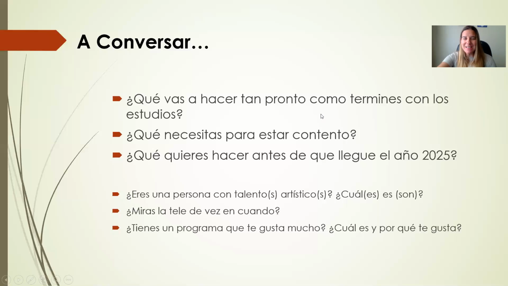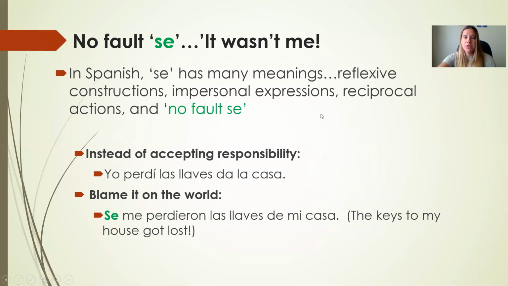Okay, vamos a seguir entonces. We're going to continue on to the next topic for chapter 13, which is the no fault se. It wasn't me. This is a very Spanish, what's the word I'm looking for? It's a very Spanish idiomatic kind of expression.